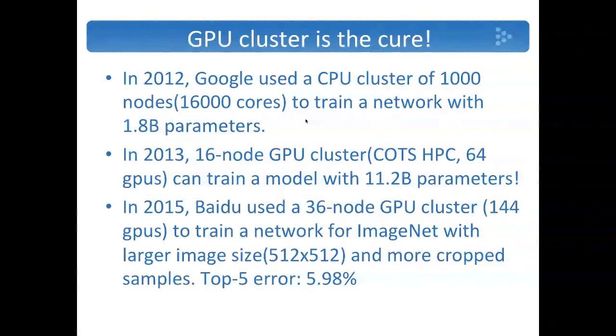In 2015, just last month, another search engine company, Baidu, used a GPU cluster with 144 GPUs to train the network for their ImageNet training. The difference from AlexNet is just that they use larger images. For AlexNet or GoogleNet, they use 256 by 256 images. But Baidu used images 4 times larger, and they generate more cropped samples, and they reach a slightly better result. Their top 5 error rate is only around 6%. I think it's the state-of-the-art result now on ImageNet. They're using only the original ImageNet. They didn't use the unlabeled ImageNet to pre-train the neural networks.